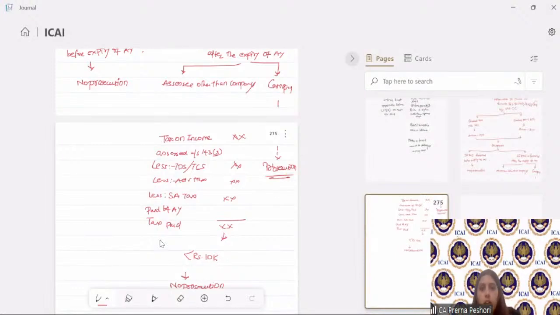Okay. Namita, if the ROI is filed before expiry, as I said, there is no prosecution in that particular case. I have already written it in my chart. Okay. Let's proceed further then.